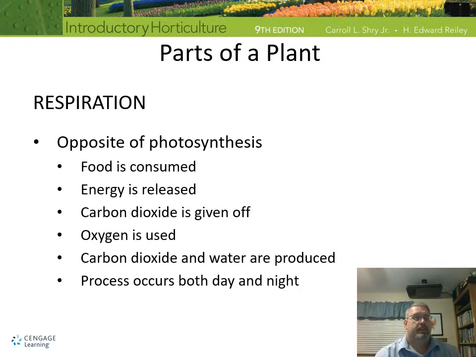The opposite of photosynthesis is respiration. This is going to be where the food that is produced is consumed. Contrary to popular belief, plants do give off carbon dioxide. When a plant is respiring, it is doing exactly what we are. When we eat and we breathe, we breathe in oxygen and we breathe out carbon dioxide. Well, that's the same thing that a plant is doing during respiration. Typically, this is happening in the times when it's dark. It does happen during the day, but it is more commonly happening at night.